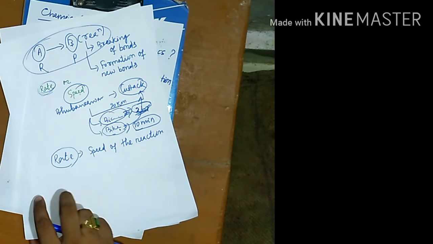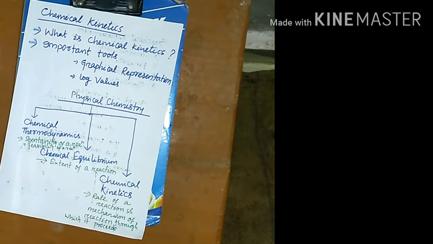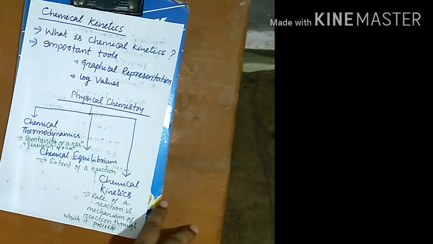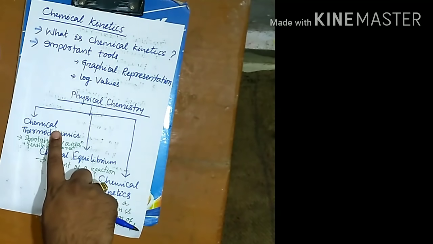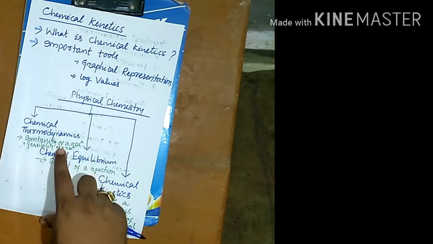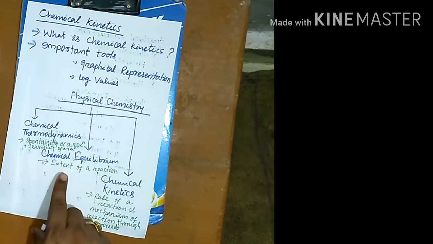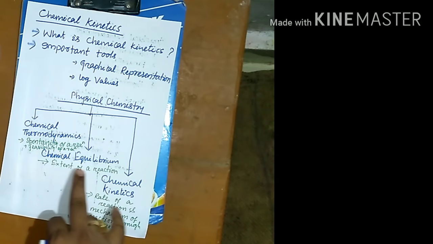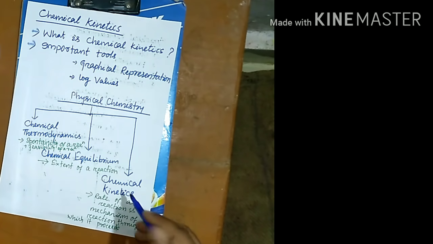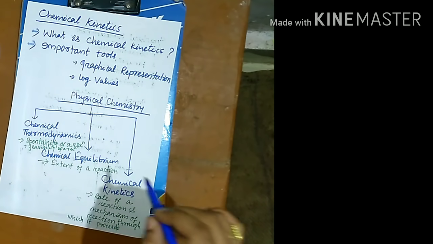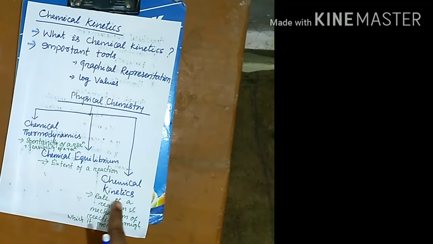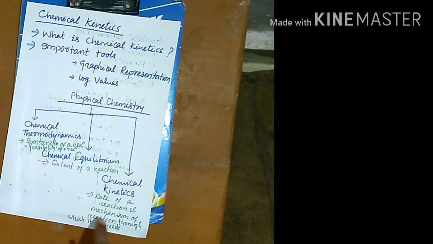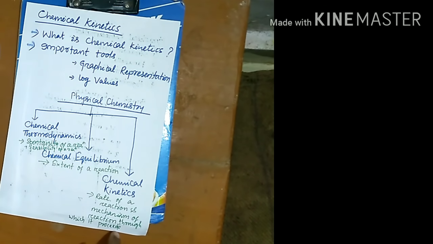So the whole physical chemistry is covered in three parts. One, broadly I am saying, is chemical thermodynamics, that gives the feasibility of a reaction. Another one is chemical equilibrium, that deals with the extent of reaction, and another one is chemical kinetics, that deals with rate of reaction and the mechanism or path of the reaction through which it proceeds.